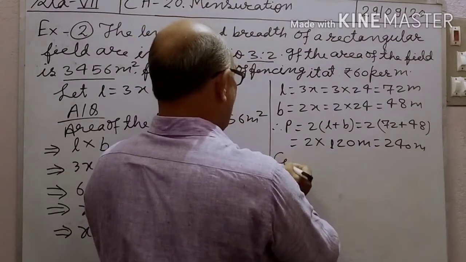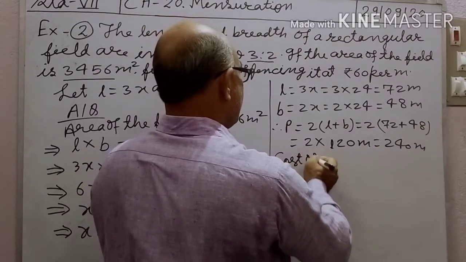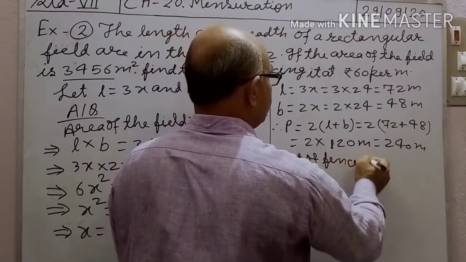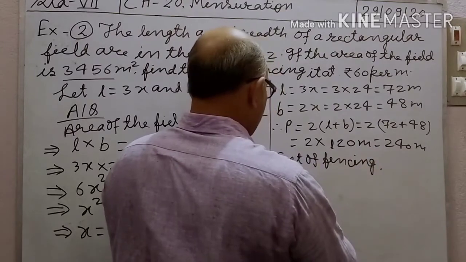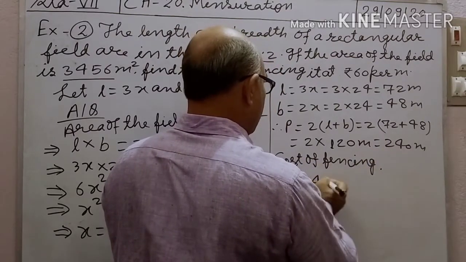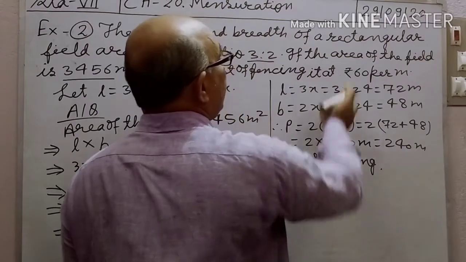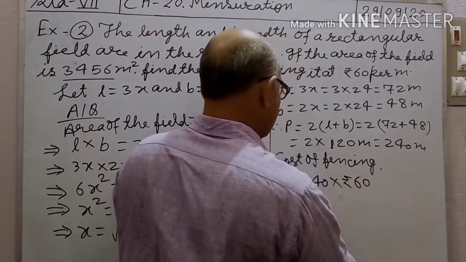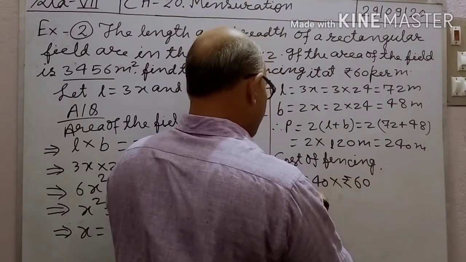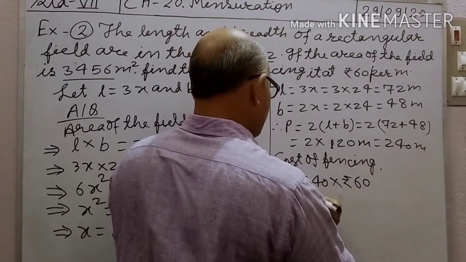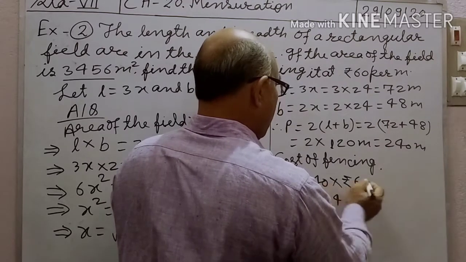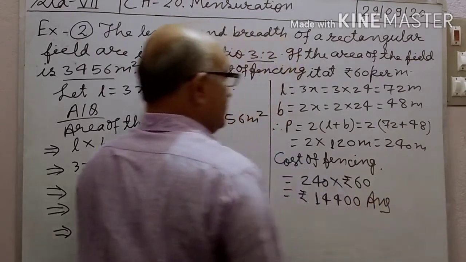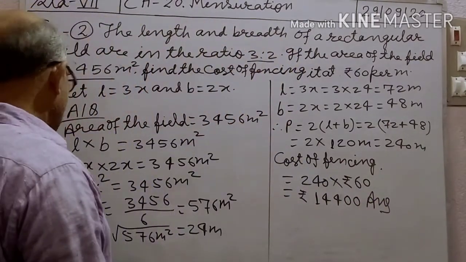Next step is cost of fencing. Cost of fencing equal to 240 multiply rate rupees 60 equal to 24 into 6, rupees 144 and double zero, 14,400. This will be the answer of this question. Students, understand and write it.